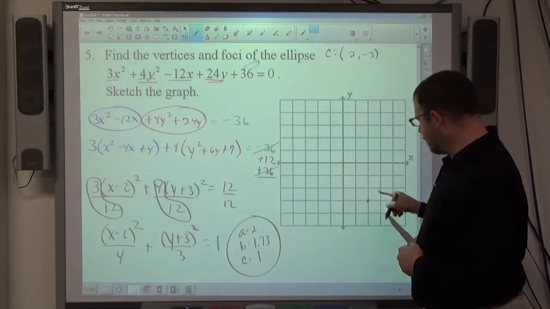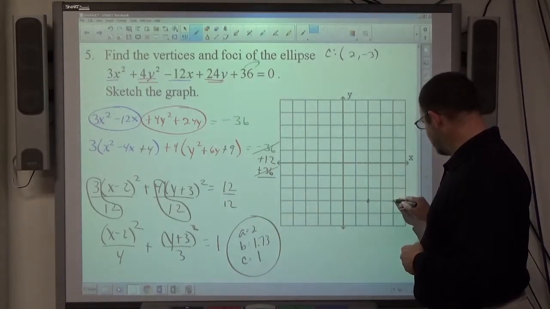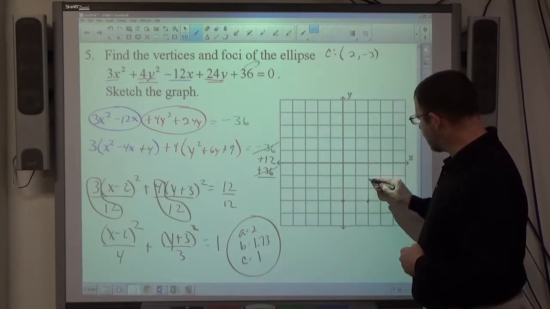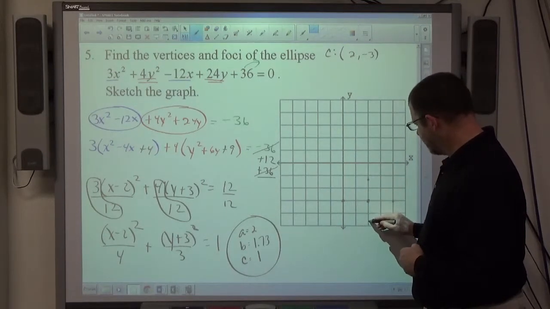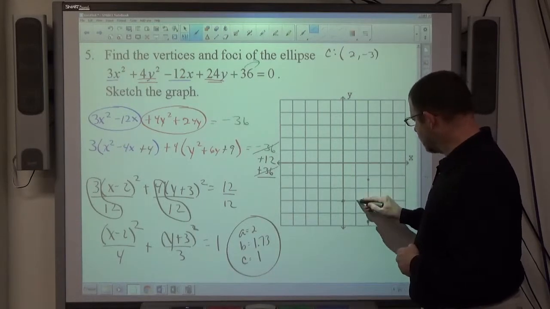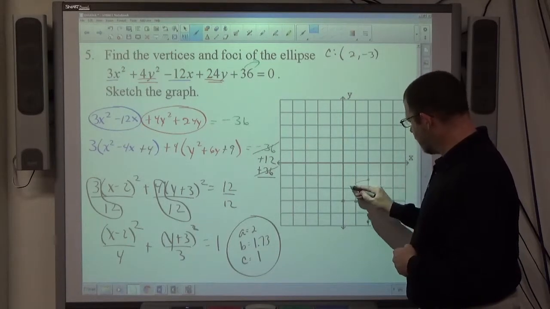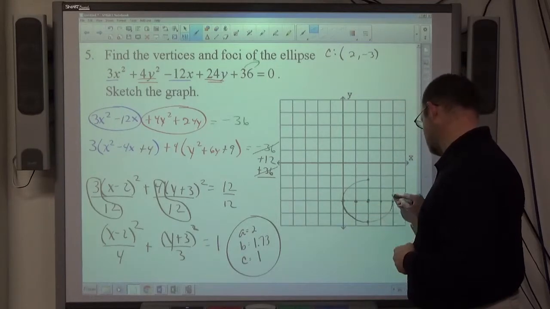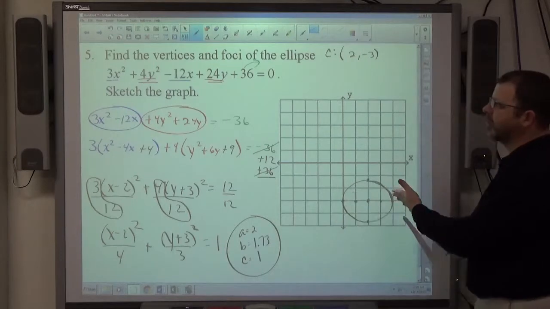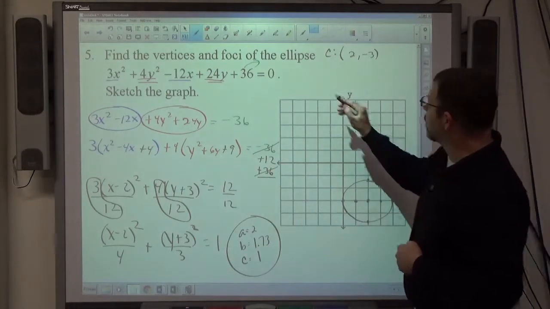We're going to go 2 spaces left and right. To get vertices, we're going to go 1.73 spaces up and down. And we're going to go 1 space right and left to get focal points. Connect the 4 vertices to get our ellipse. So there's the sketch. They want the vertices and the foci, so I'm going to list those.